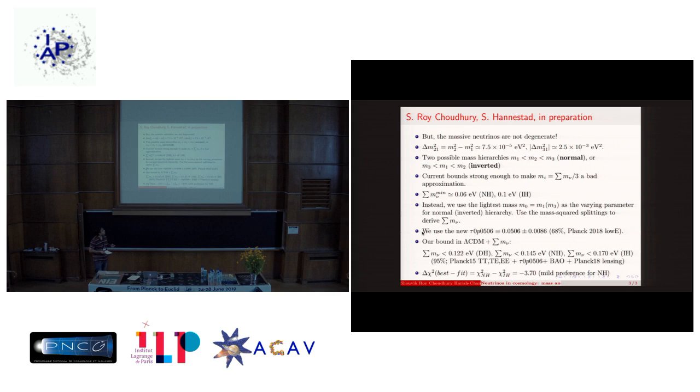So in this new work, we reanalyze assuming particular hierarchies, and as you can see, the bounds across different hierarchies change quite a lot with the data. We use the updated tau prior here and also the Planck 18 lensing. And as you can see, the best fit for the normal hierarchy is slightly preferred from the chi-square values. But this is not all.